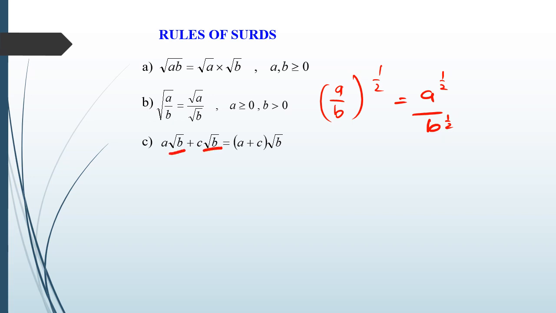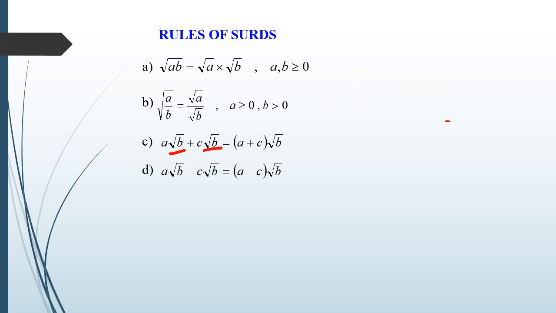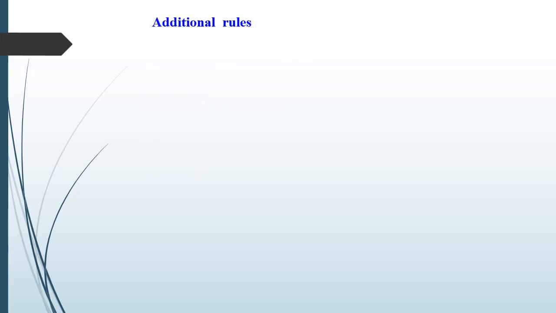So the next one is a surd b plus c surd b. Let's say we have the same surd b here. So it's like surd b is an x. So ax plus cx, what do we get? Yes, we can factorize the x out, so it will be a plus c of x. That's why it will be a plus c of surd b. The next rule is a surd b minus c surd b, the same, which will be a minus c surd b.